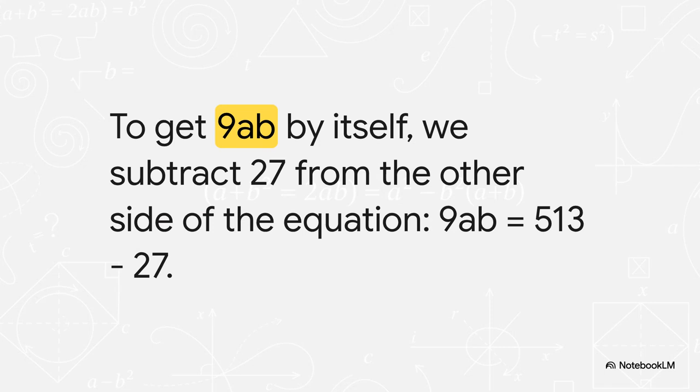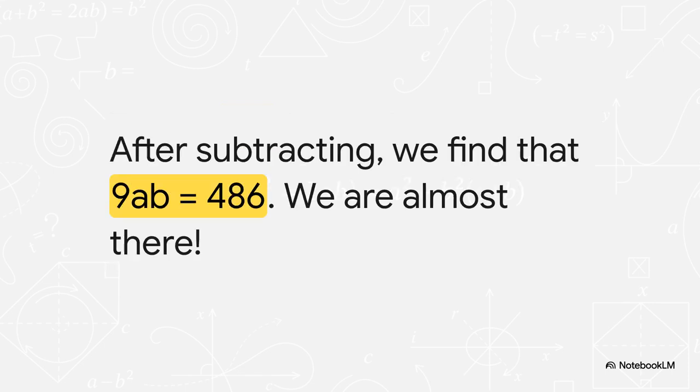So our main goal here is to get ab all by itself on one side of the equation. To get started on that, we need to move that 27 over to the other side. And to do that, we just subtract it from 513. All right, a little bit of quick math. 513 minus 27 gives us 486. So now we have 9 times ab equals 486. We are literally on the final step now.